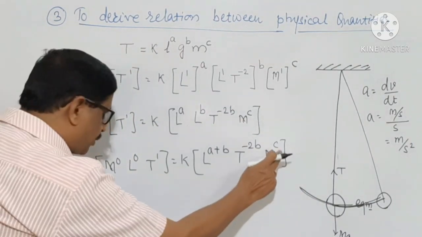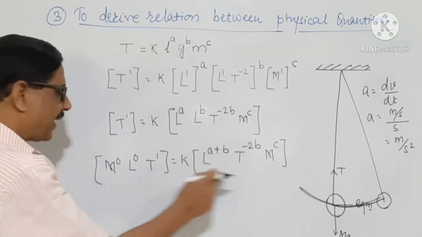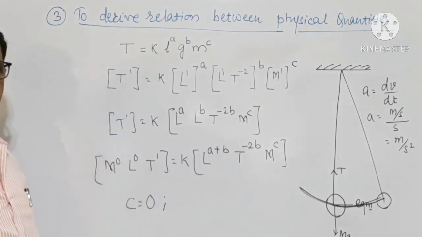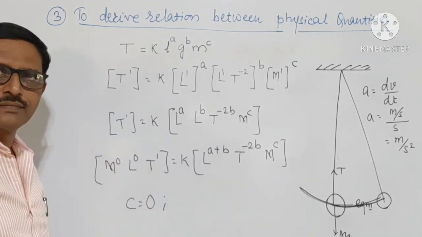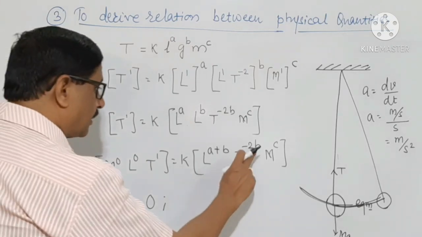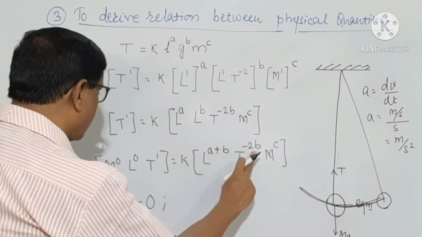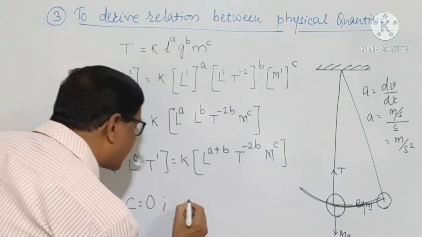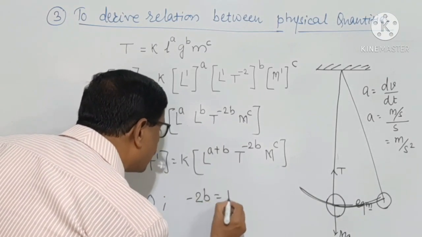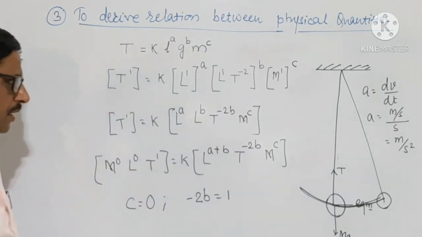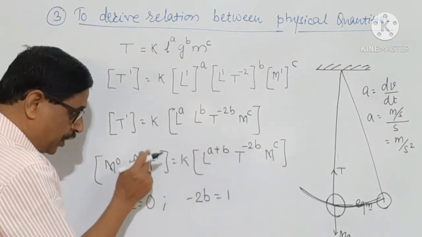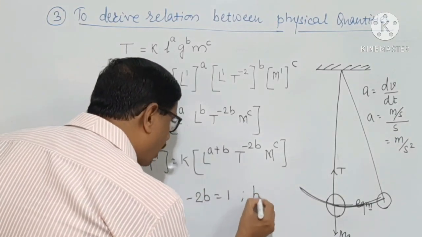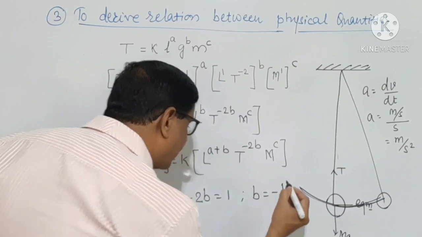Now here m raised to c, and m raised to 0, equating these two. First I will write that c equals 0. Then t raised to minus 2b and here t raised to 1. Therefore, I will write minus 2b is equal to 1, and hence I will write that b is equal to minus 1 by 2.